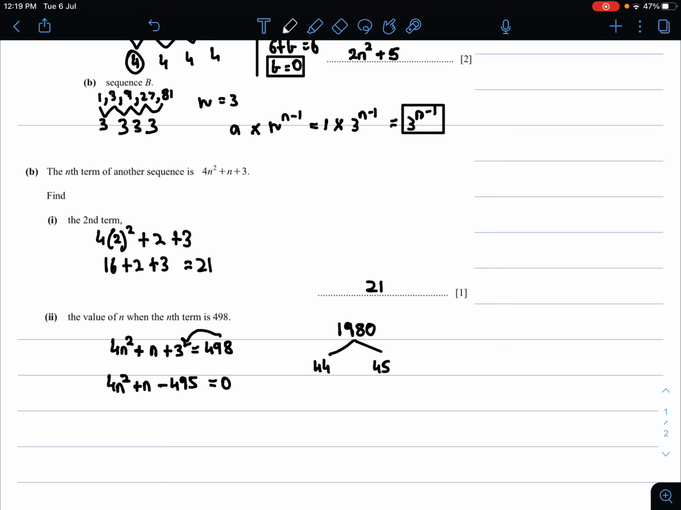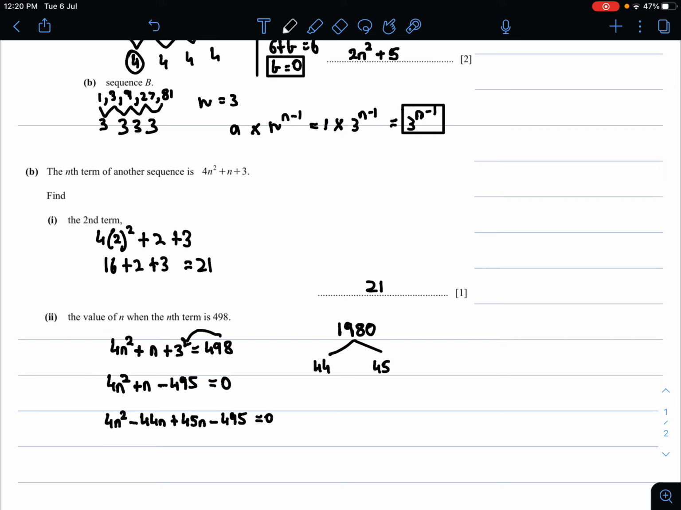So you can write 4n square. Now 44 is easier to deal with 4n square because you can remove 11n common. So 4n square minus 44n plus 45n, because we need a difference of positive 1. So therefore we keep the smaller number as negative and the bigger number as positive. Minus 495 is equal to 0.